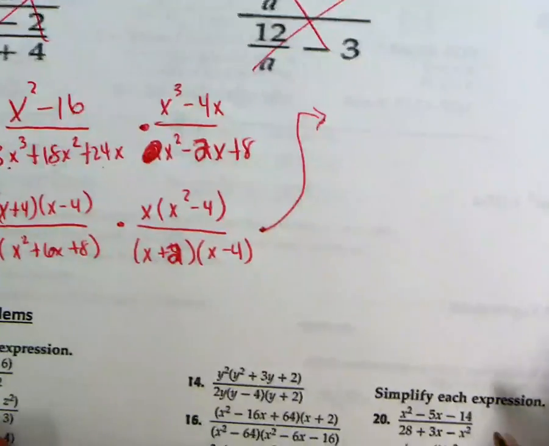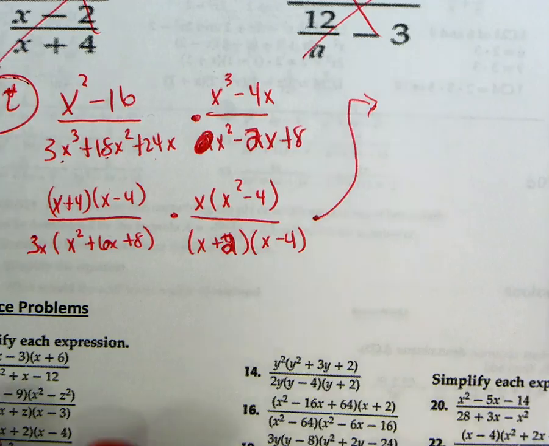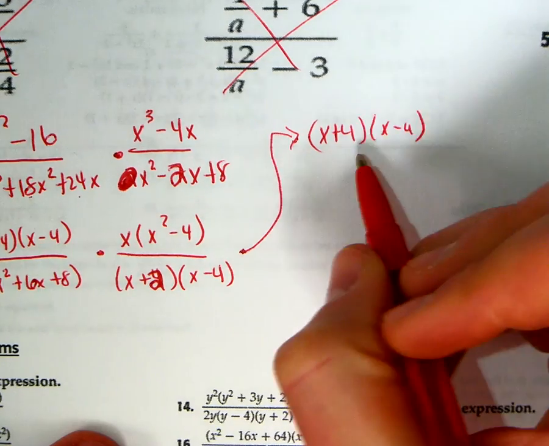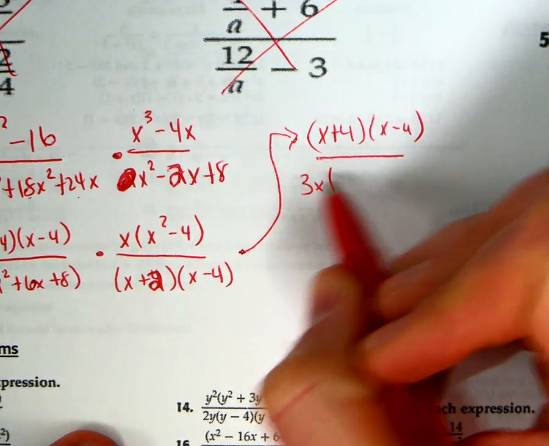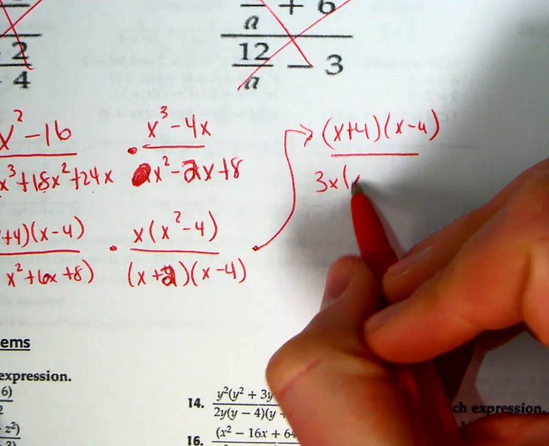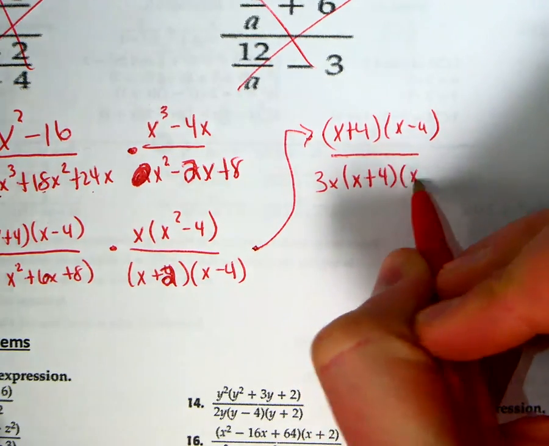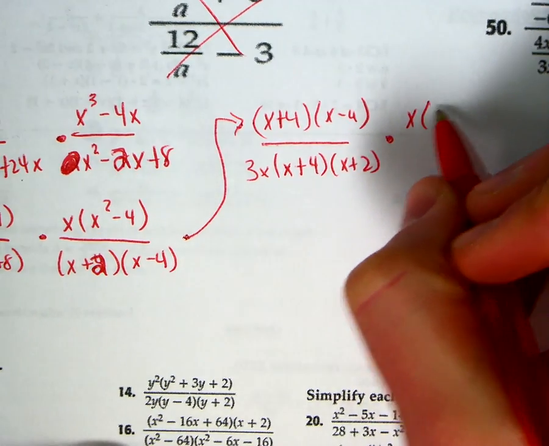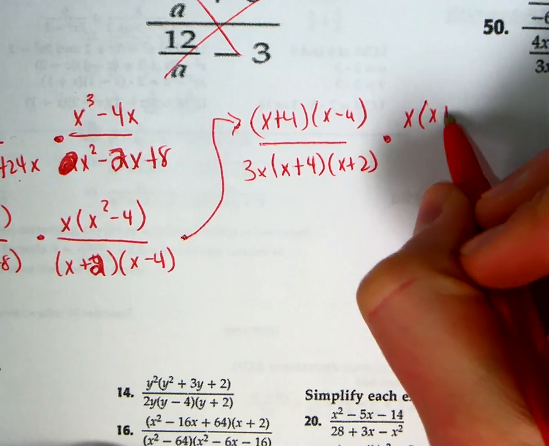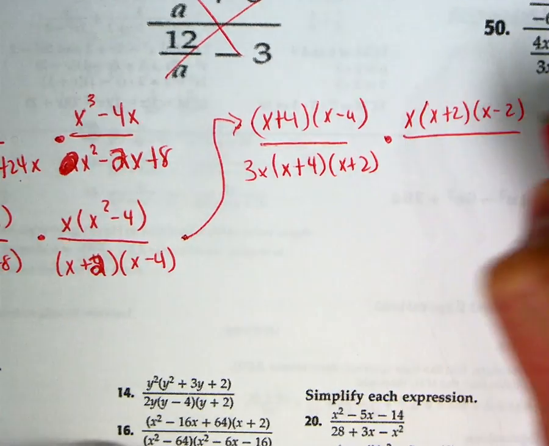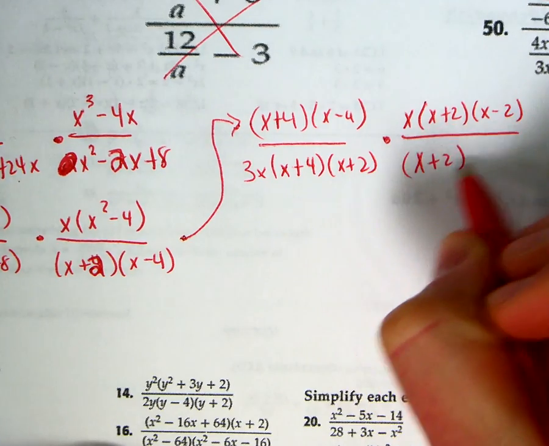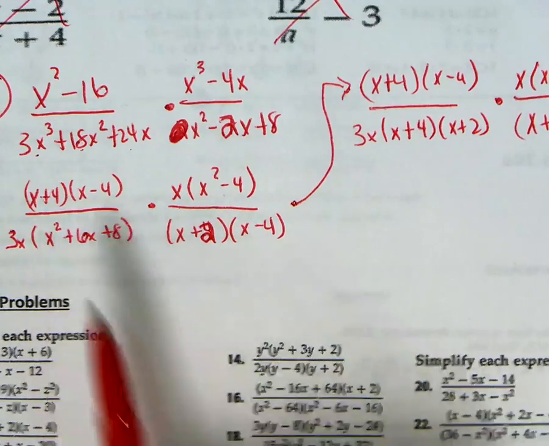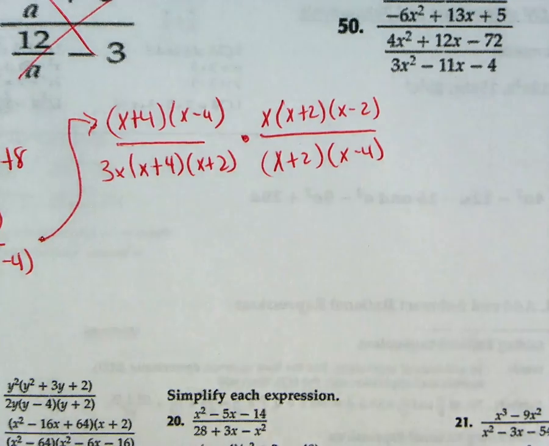Bring this up here now. We have a couple more simplifying things before we can cross things off. So I have x plus 4, x minus 4 up here. I have 3x. Ooh, I'm going to factor this now. So I have x plus 4, x plus 2, all multiplied with x, and then x squared minus 4 is just x plus 2, x minus 2 for factoring, and then you have the x plus 2 and the x minus 4 there. So we factored this, and we factored this. That was our step that we changed.